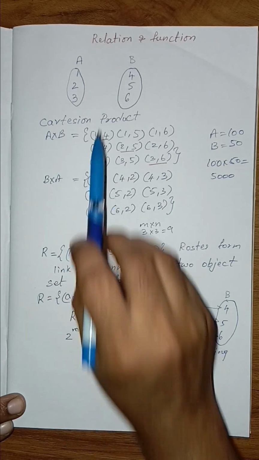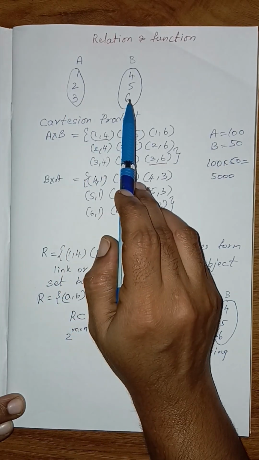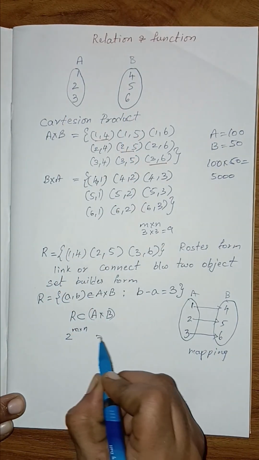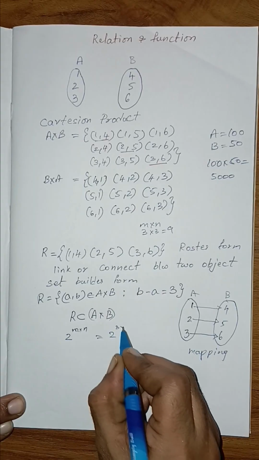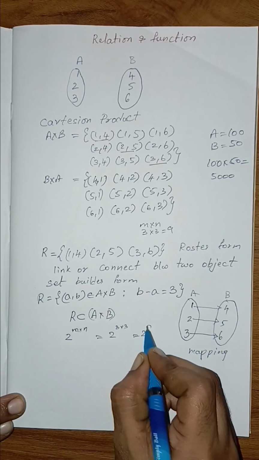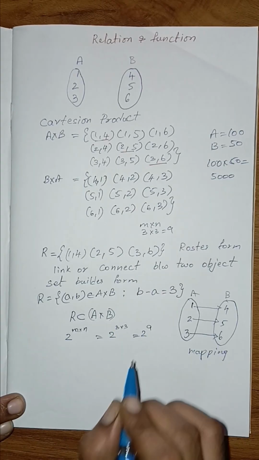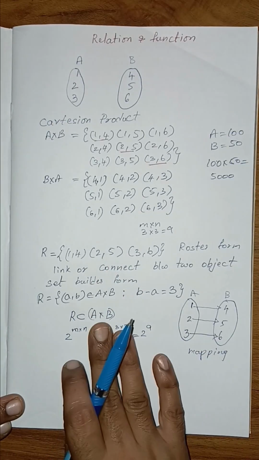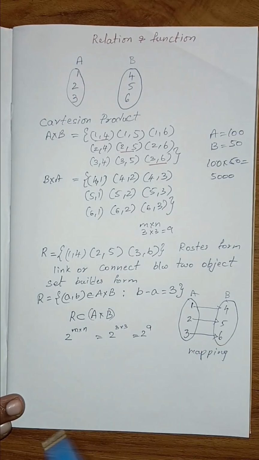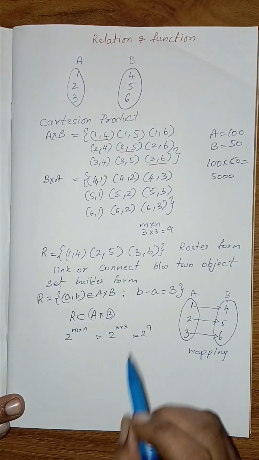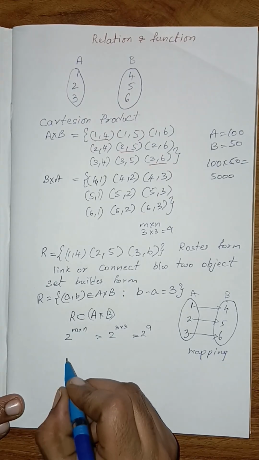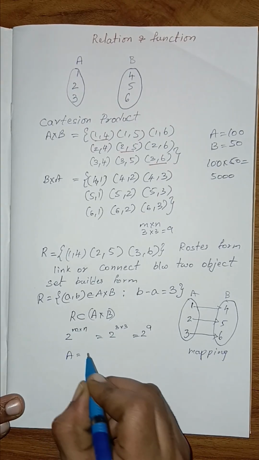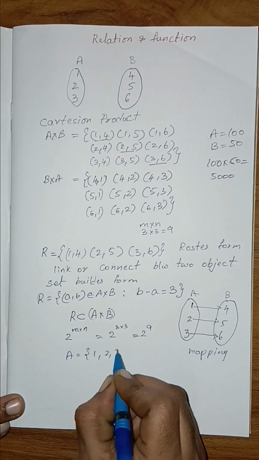Here I have 3 elements in A and 3 elements in B. So totally we'll have 2 to the power of 3 into 3, that is 2 to the power of 9 subsets we'll obtain from A cross B. In this chapter, we will be doing the problems with the same set, like set A is 1, 2, 3.